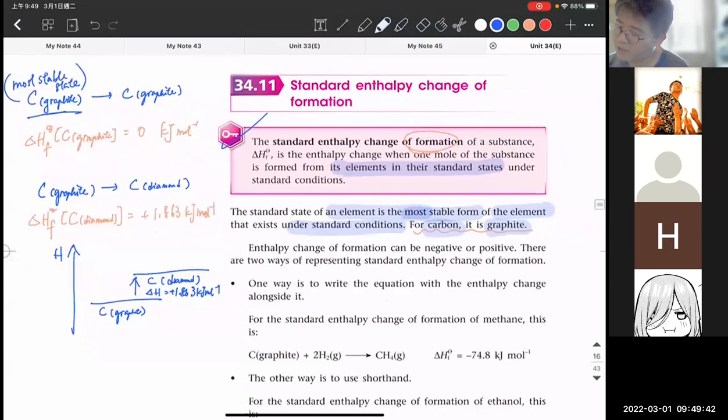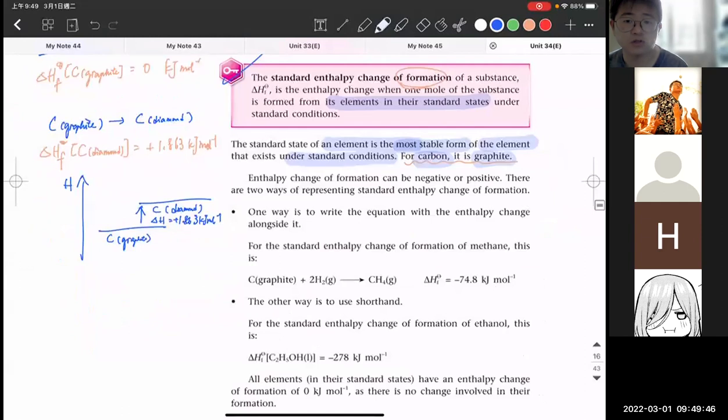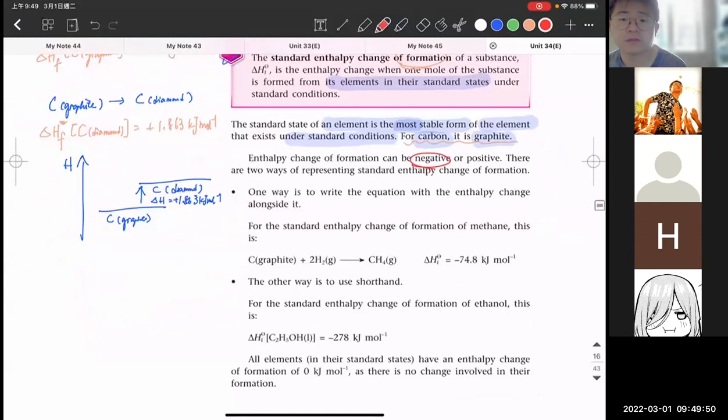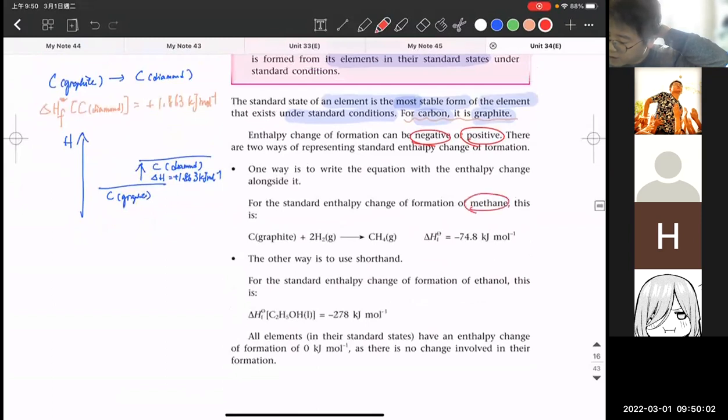Standard enthalpy change of formation can be negative or positive. It is not necessary to be negative. Okay, it can be negative, it can be positive. And you are going to express the standard enthalpy change of formation of methane as an example. You may write it like this, or you can also write it like this. Now, this is the thermochemical equation.